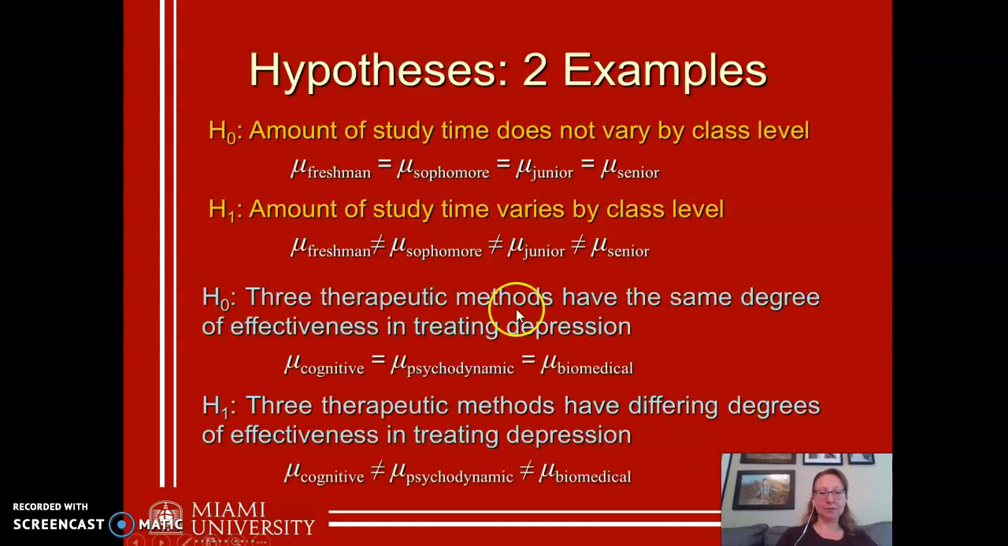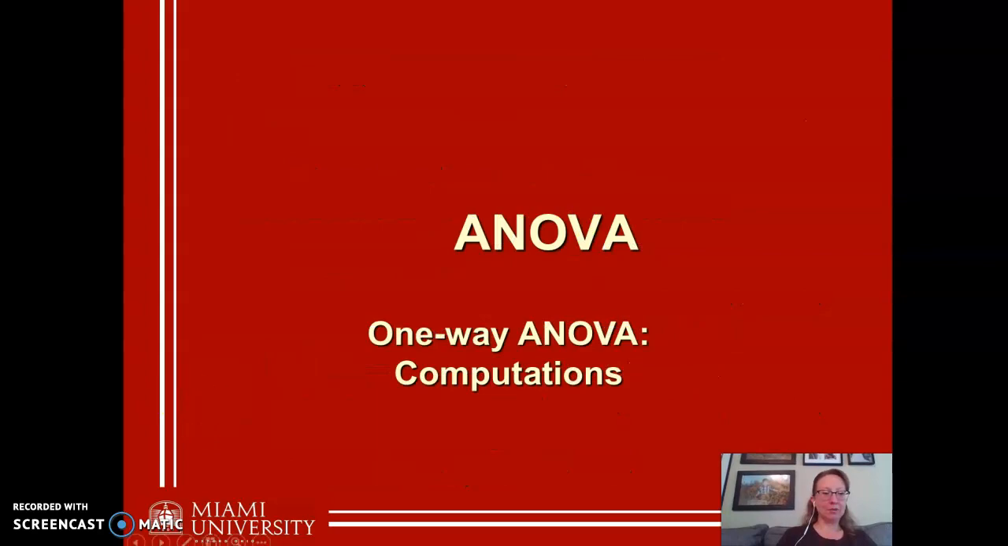Here's a second example. If we were looking at therapy and whether that helps depression, we could look at 3 different kinds of therapy treatment and see if they are different in battling depression, or whether they are the same. So here's a second example of how to set up those null and research hypotheses. All right, we're going to pause here.